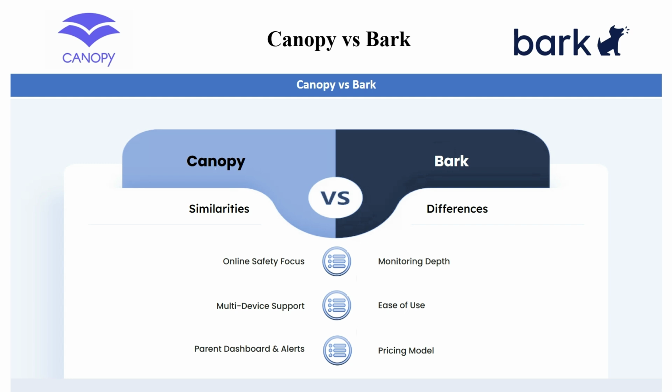So if your priority is AI-driven monitoring that covers social media, messages, and online behavior with actionable alerts, Bark is the stronger choice. If you prefer a proactive approach with safe browsing, simple setup, and clear parental controls, Canopy is likely the better fit for you. Both tools are effective, but the best option depends on whether you value reactive intelligence or proactive prevention.